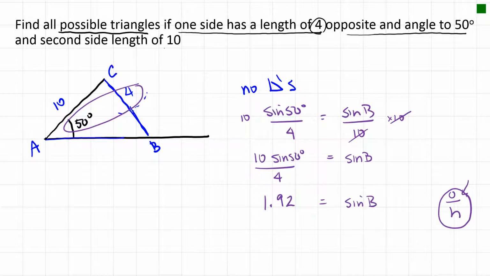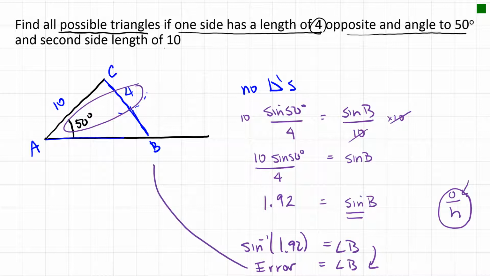Now if I want to get rid of the sine, I'm going to take the inverse sine of both sides. Your calculator should spit out an error message. Now that error message might look different from calculator to calculator, but there's a problem. It can't do this because it doesn't exist. And that confirms that this side here was way too short, so there was no triangle possible. So find all the possible triangles. There are none in this case.